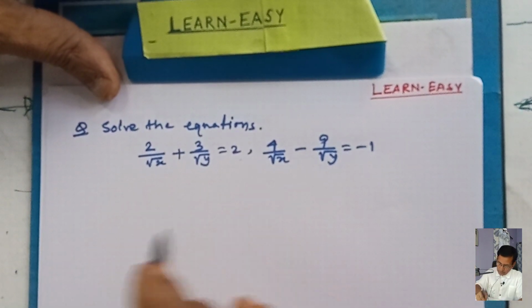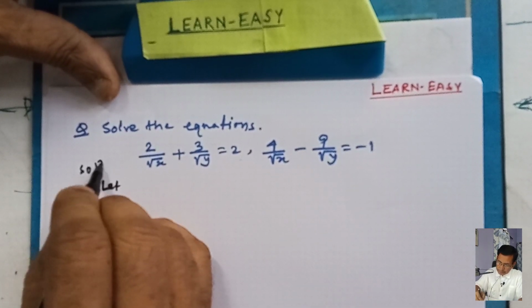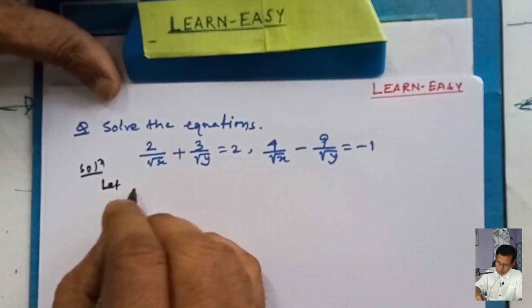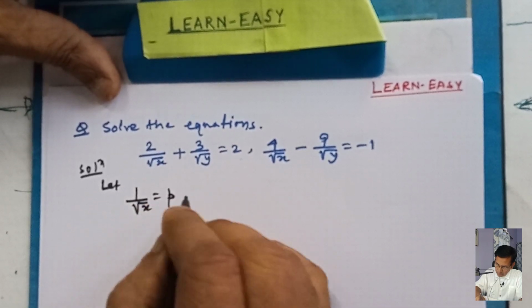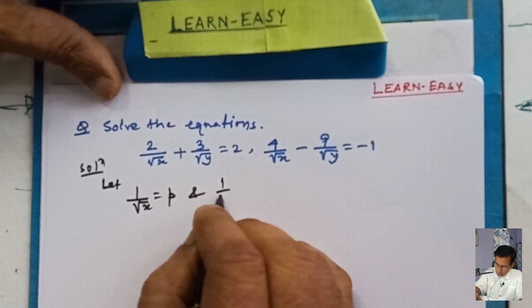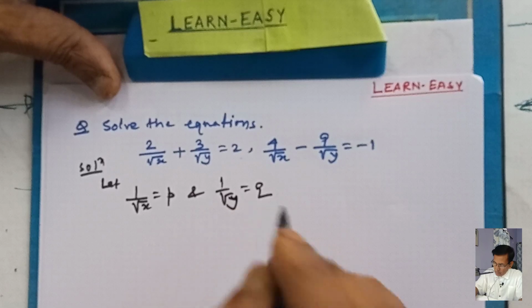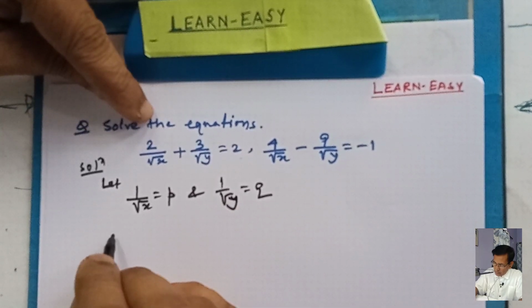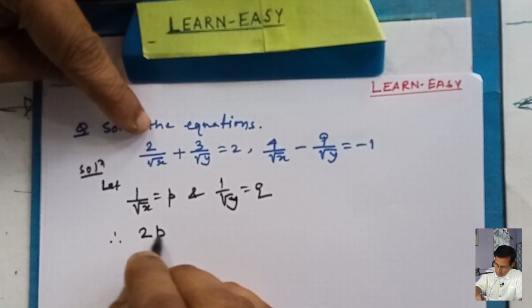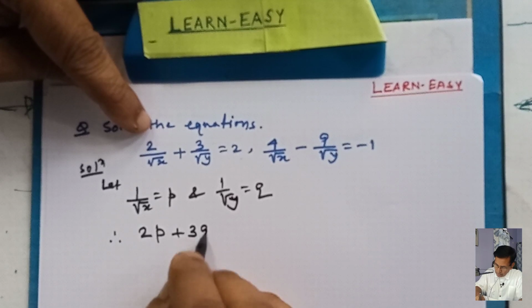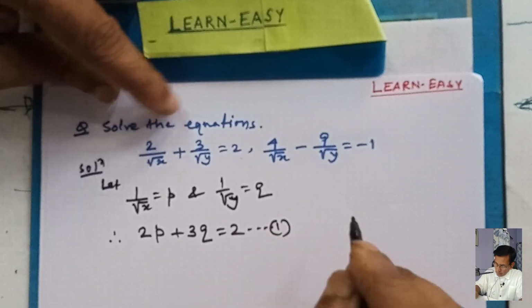To simplify these equations, let 1 by root over x is equal to p and 1 by root over y is equal to q. Therefore, the first equation will be 2p plus 3q is equal to 2. This is equation number 1.